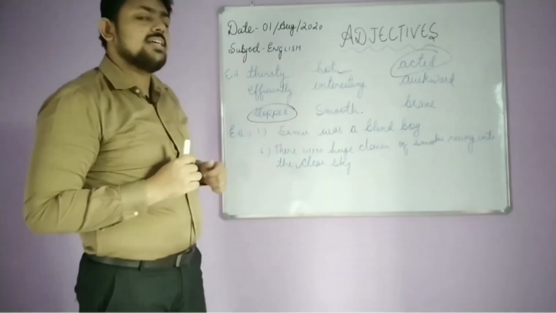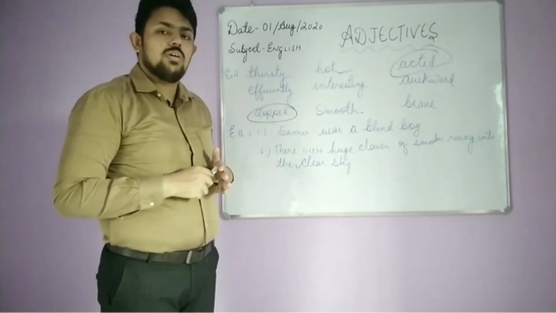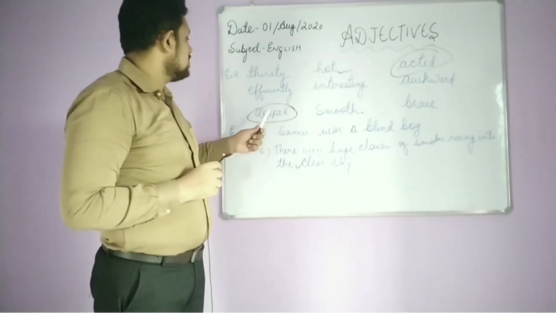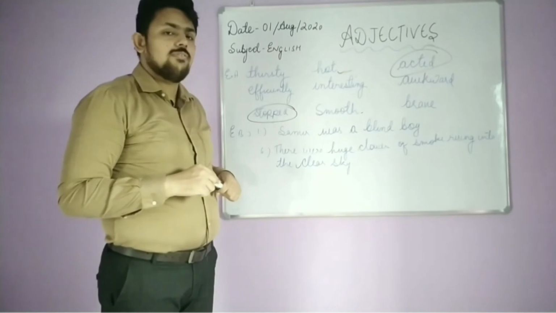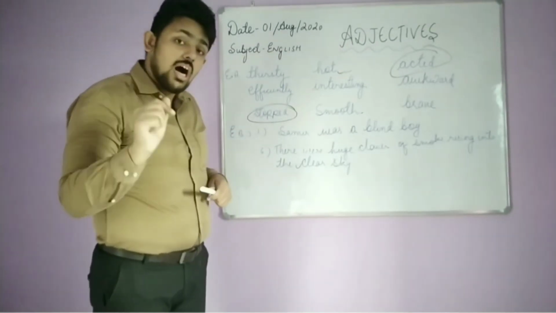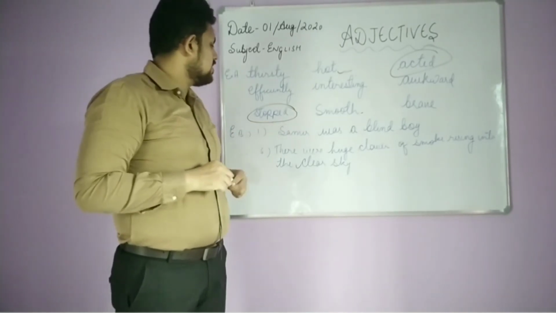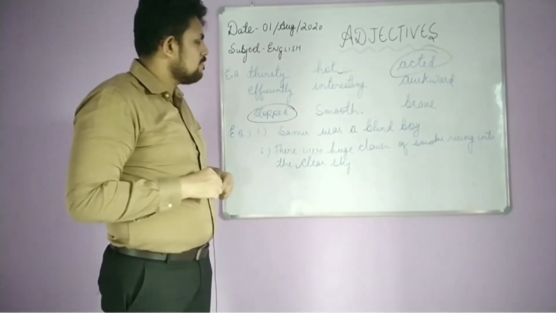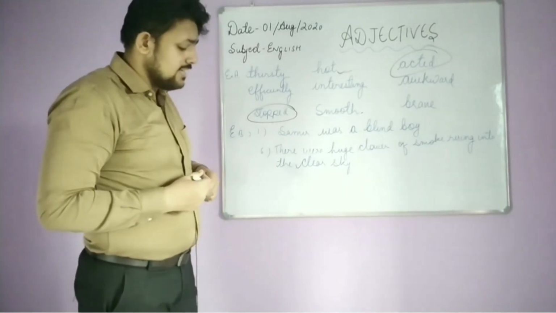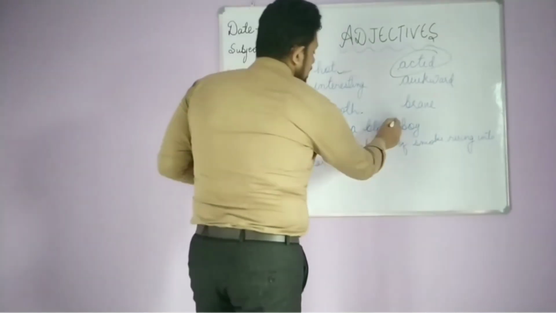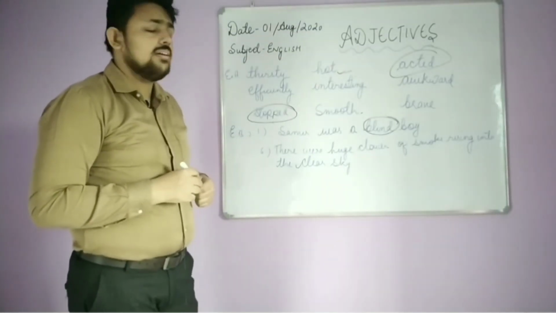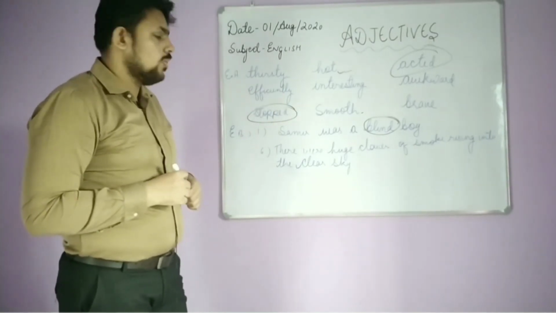Now the second exercise is also quite similar to the first one, but here the difference is, in exercise A you circle the words that are not adjectives, but in the second you have to circle the words which are adjectives. Take a look at the first: Sameer was a blind boy. What kind of a boy is Sameer? Sadly, he is a blind boy. So the quality of Sameer, the boy, is that he is blind. So you will put a circle over blind.